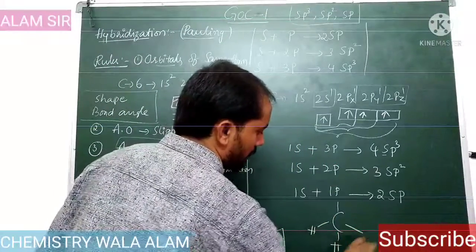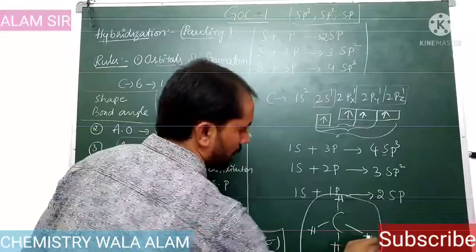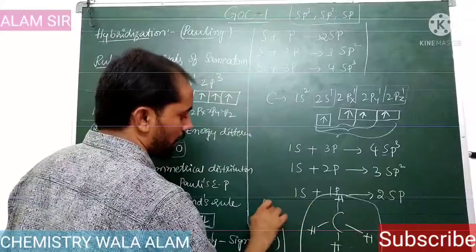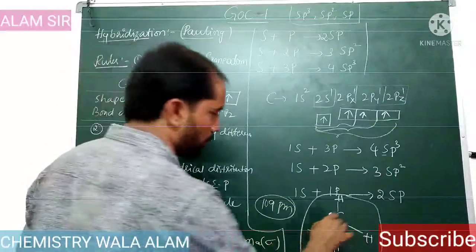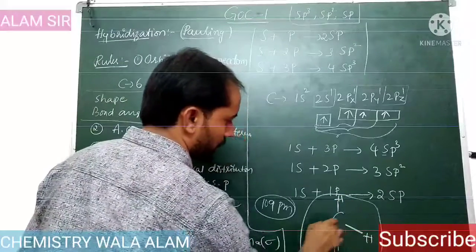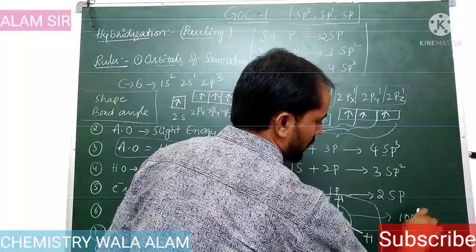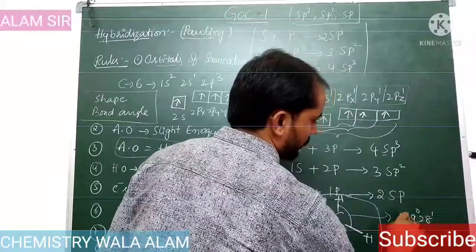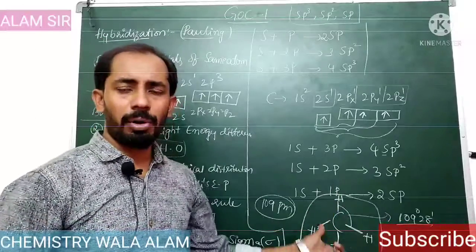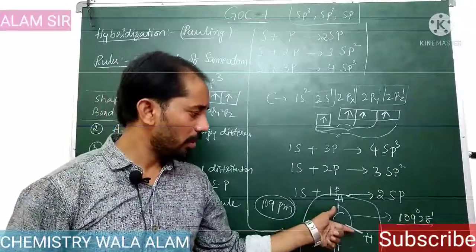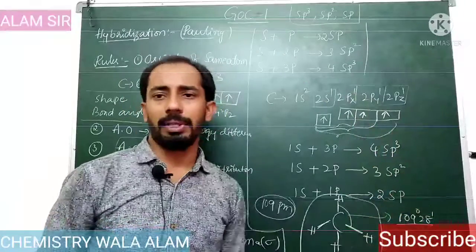Carbon has the same bond length, 109 picometers. The 4 bonds have the same length. And the bond angle is 109 degrees 28 minutes, between any two bonds. The bond angle is 109 degrees 28 minutes.